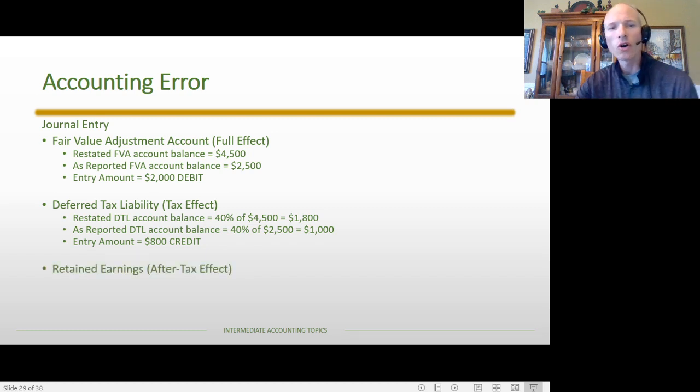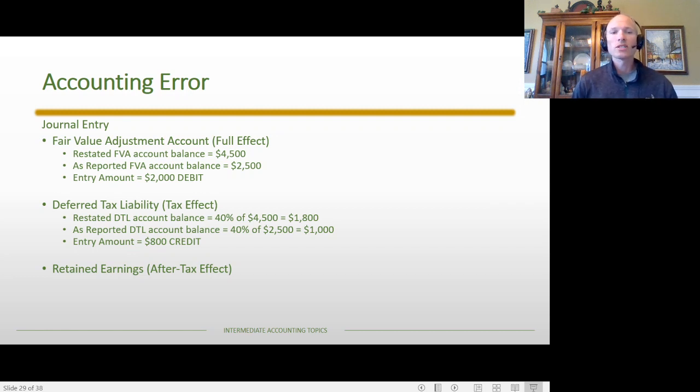Now, retained earnings, that is where the net income accumulates. So there's really two things going on with income if you think about it. There's the unrealized holding gain, but there's also a change in the income tax expense, and they offset each other. So you have the gain for the full $2,000. You have the income tax expense as $800.